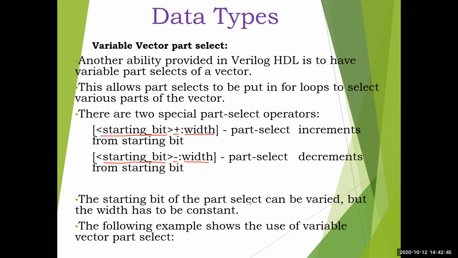The starting bit of the part select can be varied, but the width has to be constant. Okay, so that can be varied, but the width will be constant. The following example shows the use of variable vector part select. So from the example, it should be clear to you, this concept.